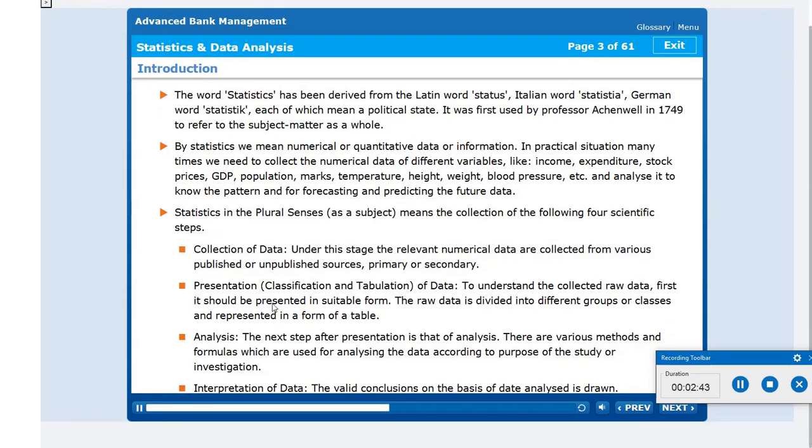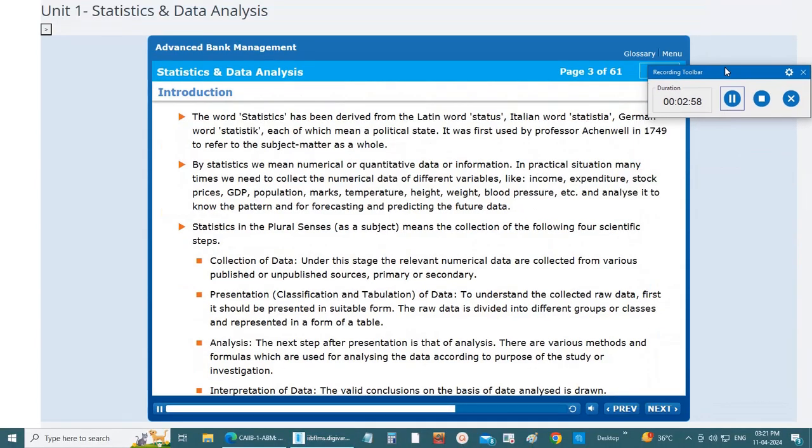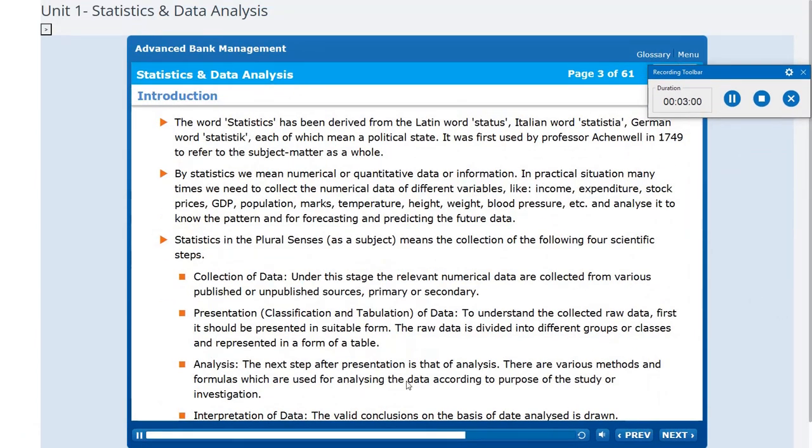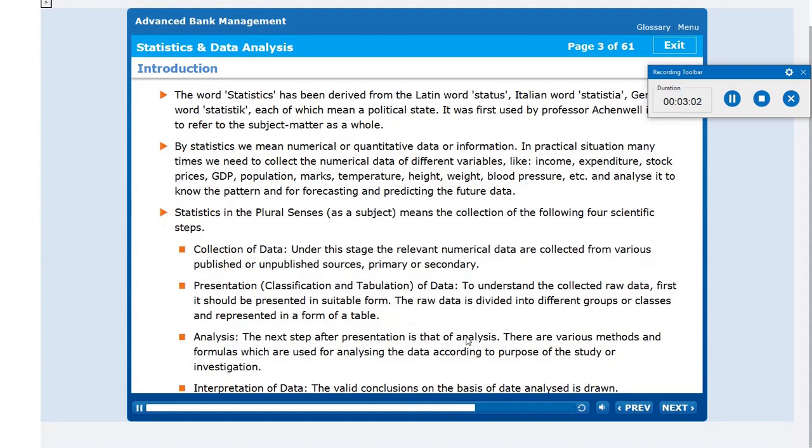Collection of data. Under this stage the relevant numerical data are collected from various published or unpublished sources, primary or secondary. Presentation of data. To understand the collected raw data, first it should be presented in suitable form. The raw data is divided into different groups or classes and represented in the form of a table.